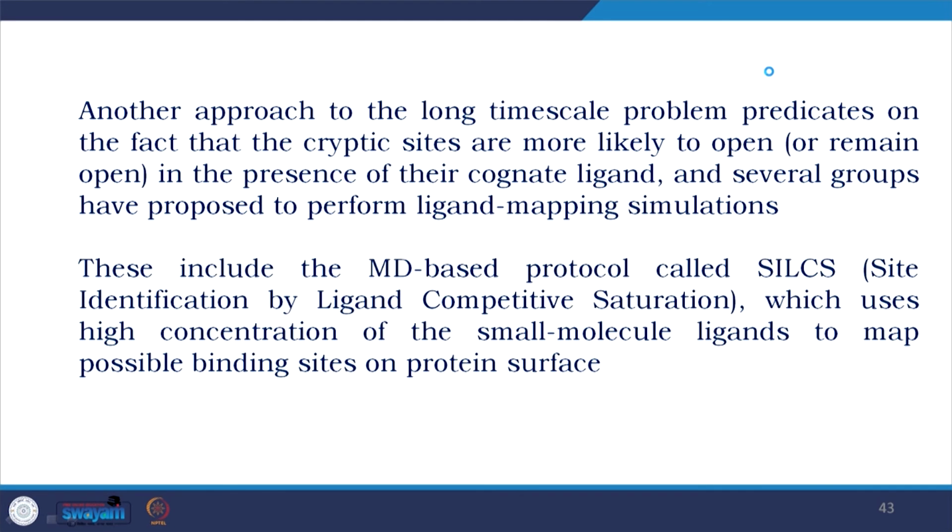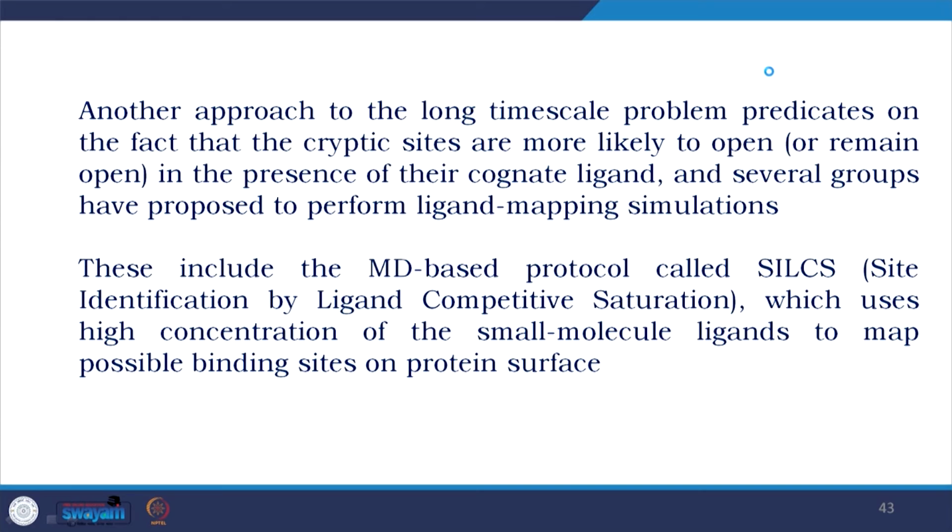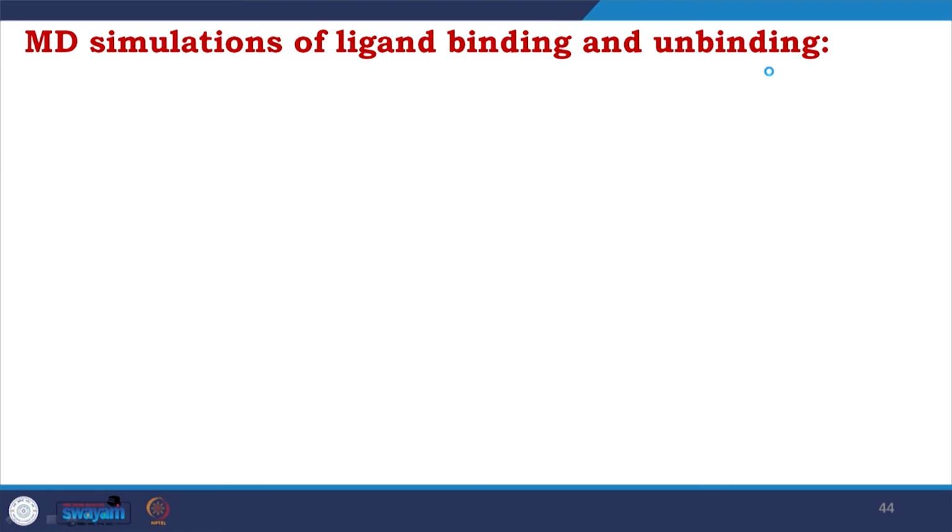So, you have the protein, you see the dynamics of the protein, the flexibility of the protein, then add the ligand and see where the flexibility is reduced. This includes the MD based protocol called SILCS, site identification by ligand competitive saturation, which uses high concentrations of small molecule ligands to map possible binding sites on the protein surface. MD simulation of ligand binding and unbinding.